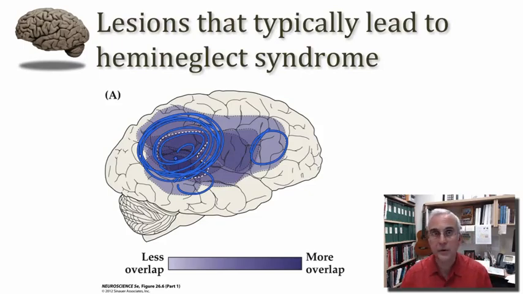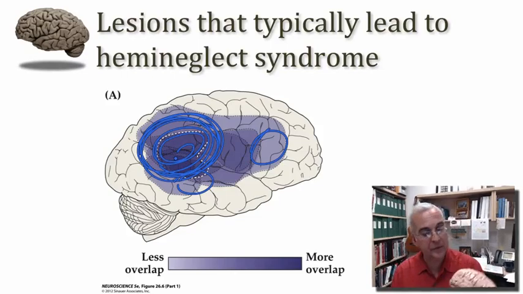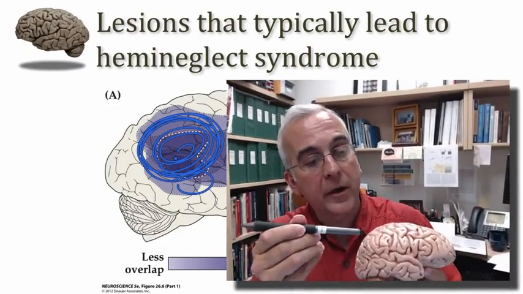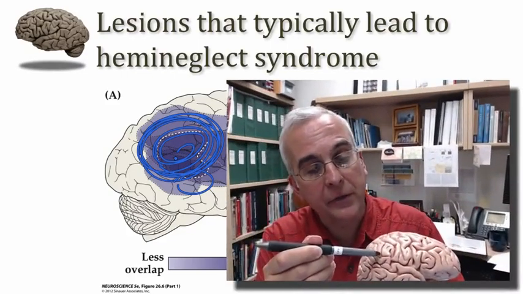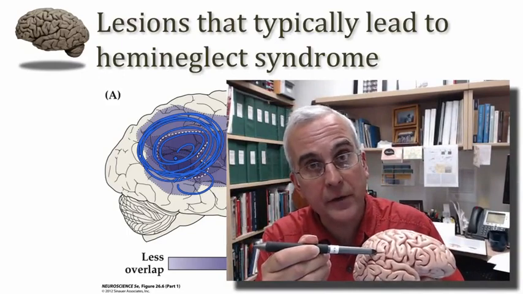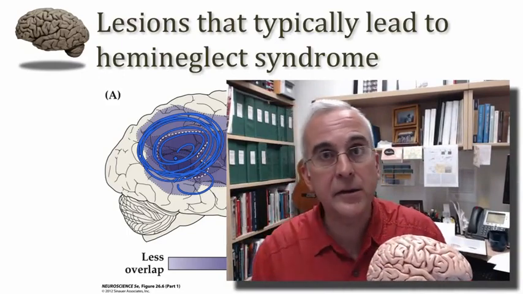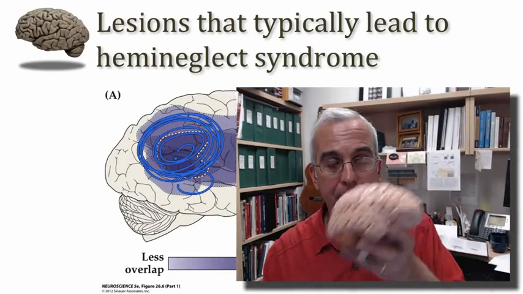And for those of you that recall the actual gyri of this region, we're talking about an impact on the supramarginal gyrus and just behind it the angular gyrus.